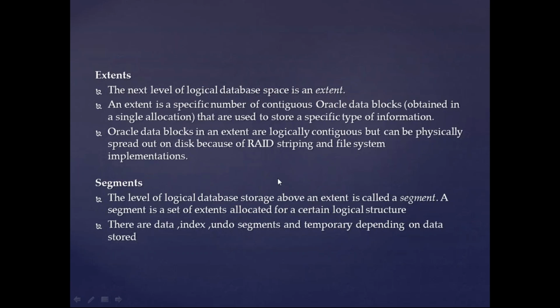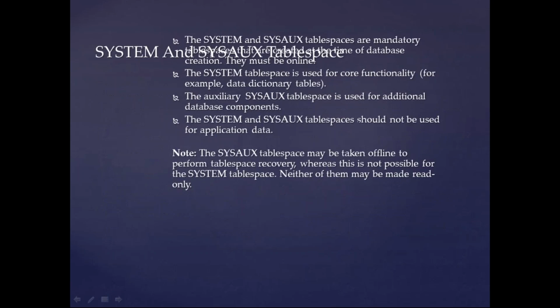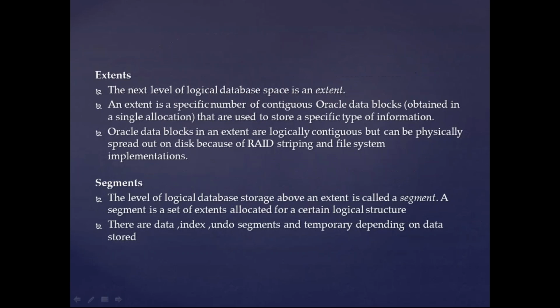And then come segments. The level of logical structure above an extent is a segment. Each table or each object has a specific segment. There can be any number of extents in one table, just assume 100 or 1000 extents, but the segment remains one. Maybe it's a table of 10 GB, 20 GB, 100 GB, 1 TB, or maybe 4 MB also. So the segment is only one. A segment denotes one object.